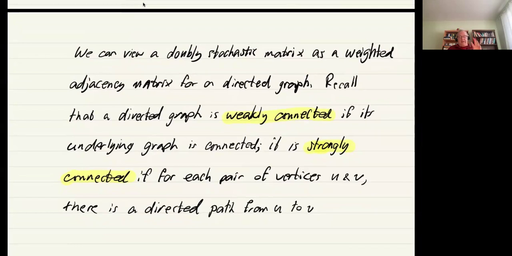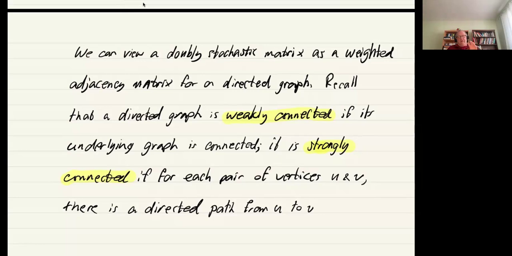There's some terminology I need. If I have a doubly stochastic matrix, I can view it as a weighted adjacency matrix for a directed graph. This will be a directed graph with loops and arcs; there won't be any parallel edges. It's just loops with weights attached and arcs with weights attached. So the point is, I have a doubly stochastic matrix, and there's an underlying directed graph.